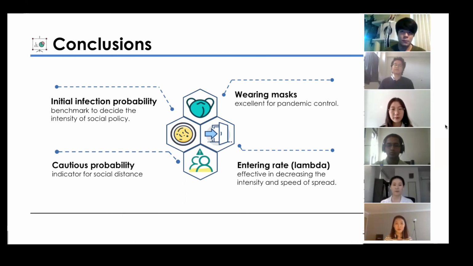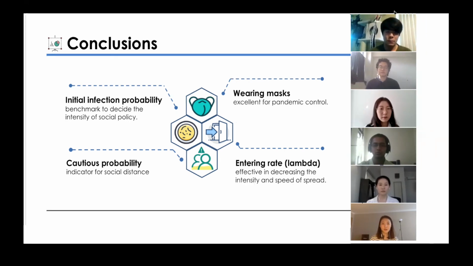Based on our previous parameter analysis, we concluded some insights, especially for social policies. First, we could adjust the intensity of social policy according to the initial infection probability and never let it exceed the threshold. Second, as we discussed before, wearing a mask is always an effective measure to control the pandemic. The more strictly it is enforced, the better the effect is.